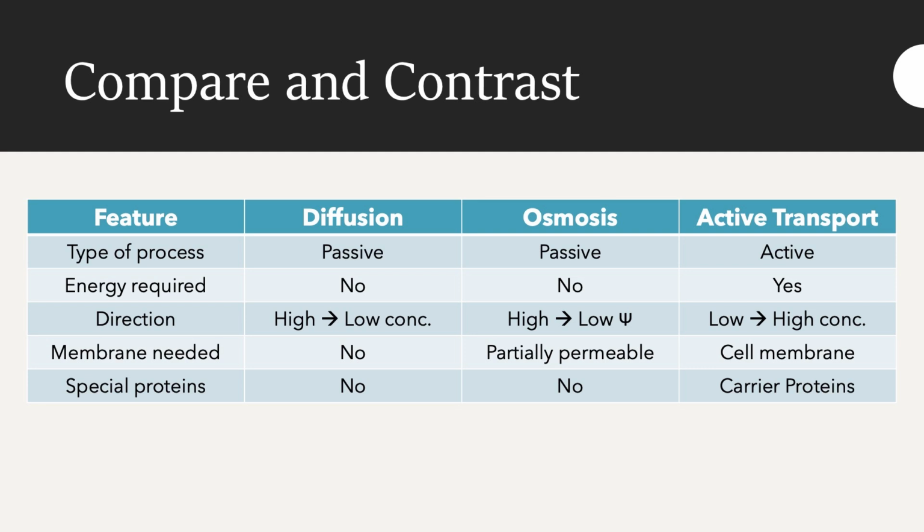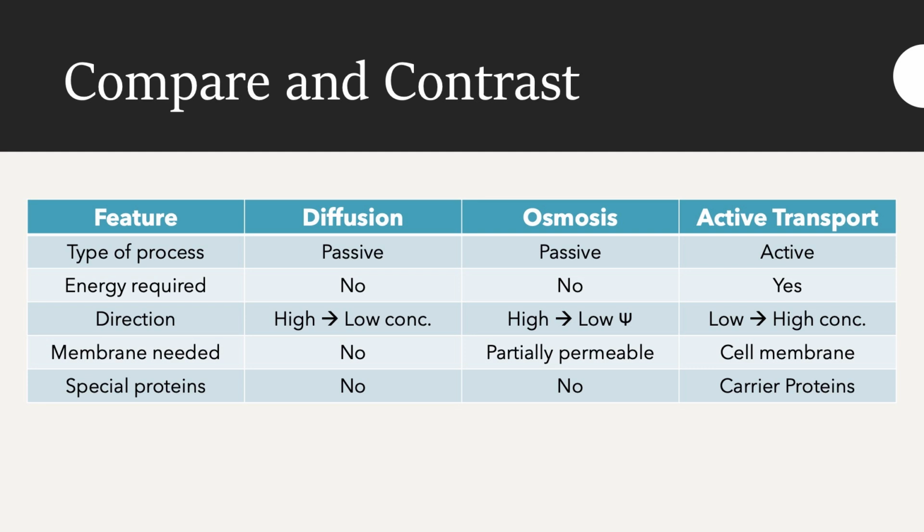Here is a table to compare the three main types of movement: diffusion, osmosis, and active transport. For the process, both diffusion and osmosis are passive, which do not require energy. But active transport is an active process. It requires energy from cellular respiration.